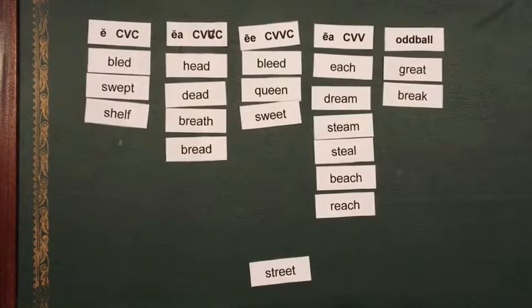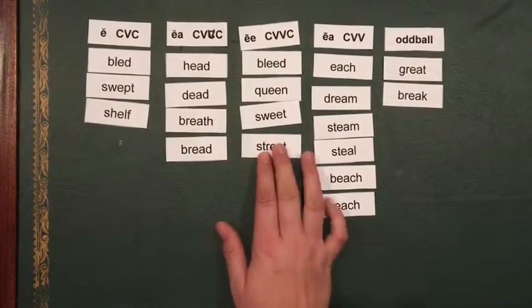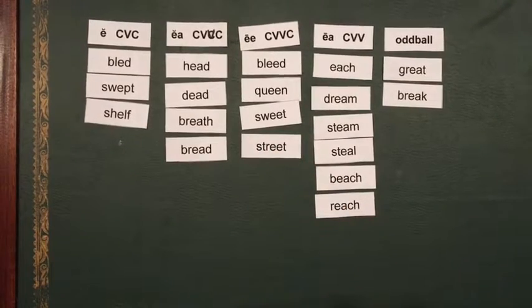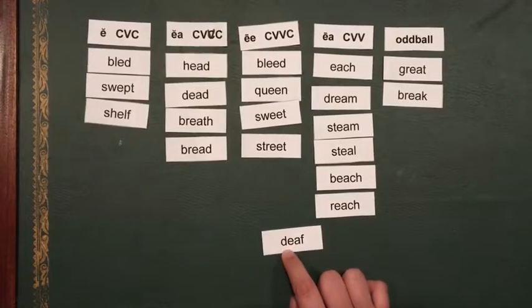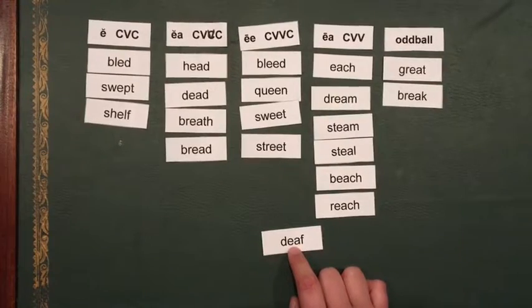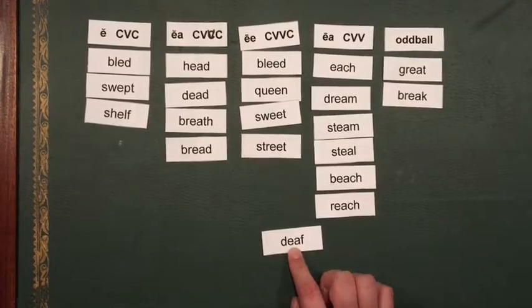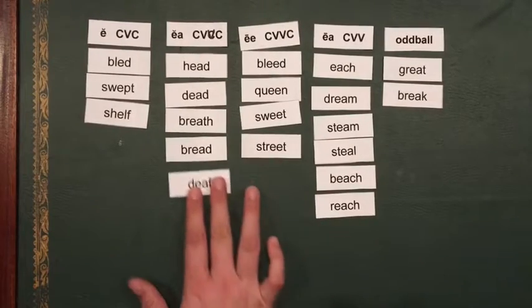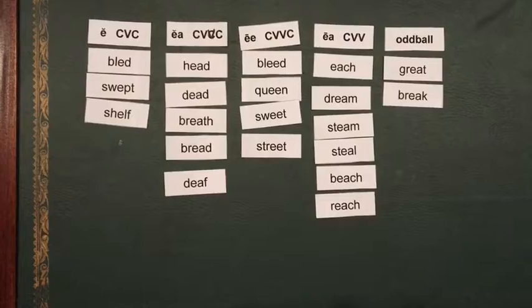In the word street, eat. Street has the long e sound. So we'll put it in the ee column. Deaf, like you can't hear. Deaf. Deaf has the eh sound. So we know that's short e, and it goes in the short ea column.